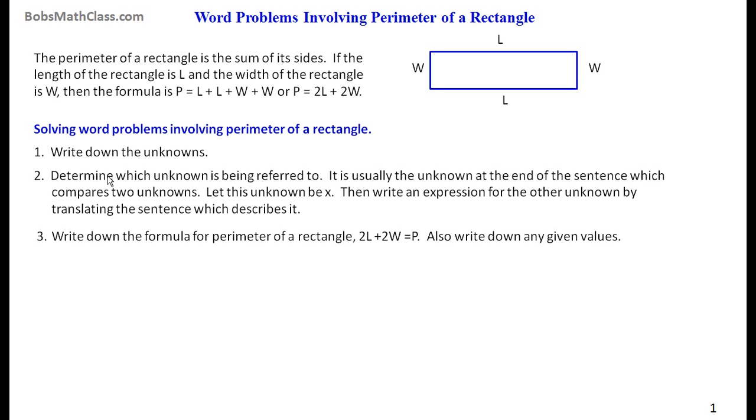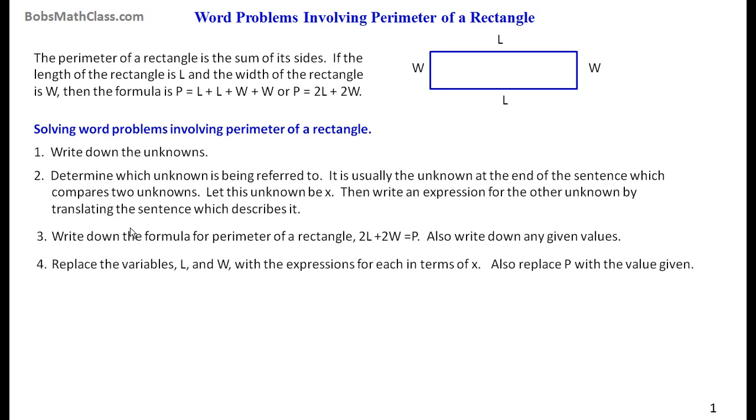Number 3. Write down the formula for perimeter of a rectangle: 2L plus 2W equals P. I put the P on the right-hand side just to make the calculations a little bit easier. Also, write down any given values. So if they give you that the perimeter is 500 feet, then write down P equals 500. Number 4. Replace the variables L and W with the expressions for each in terms of x. Also, replace P with the value given.